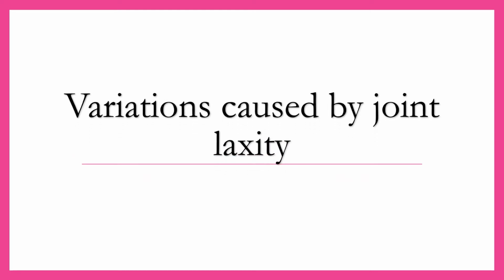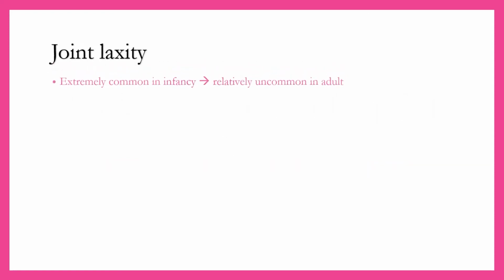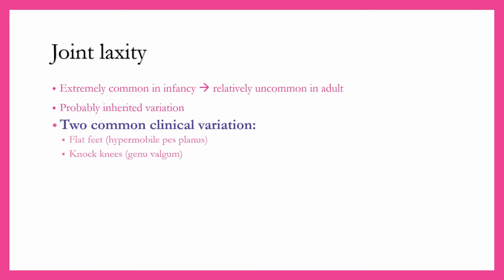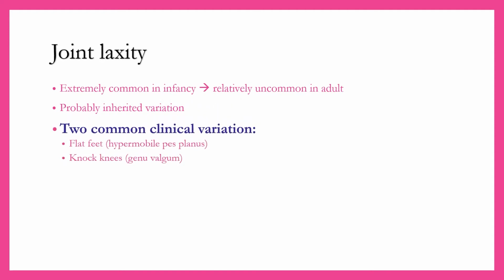Variations caused by joint laxity. Joint laxity is extremely common in infancy, however it becomes relatively uncommon in adults. It's probably due to inherited variation. There are two common clinical variations, flat feet and knock knees. Both are aggravated by obesity.